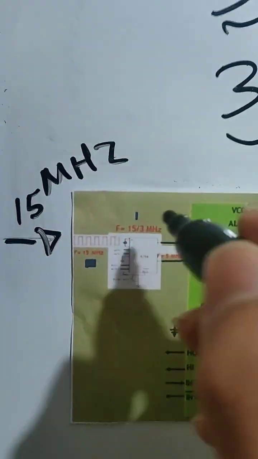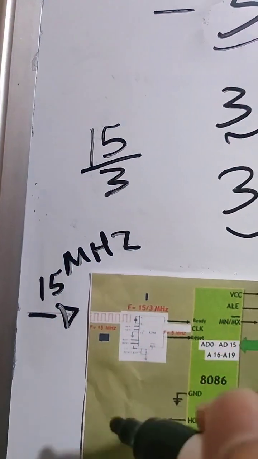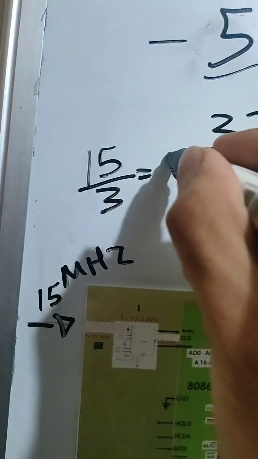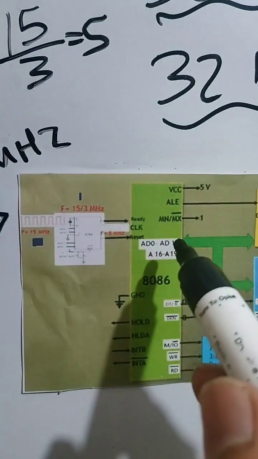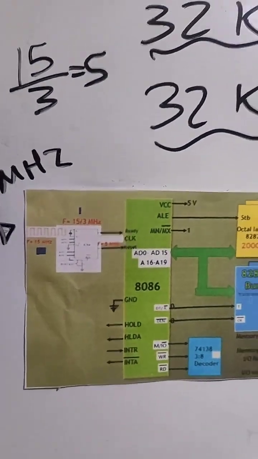As you can see, this clock device over here automatically internally divides this by 3. Okay, so if it divides this by 3, we get 5 megahertz. So that's why, as you can see, an input of 5 megahertz is given to 8086.